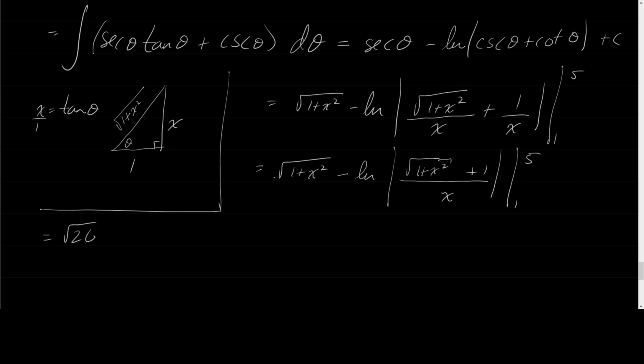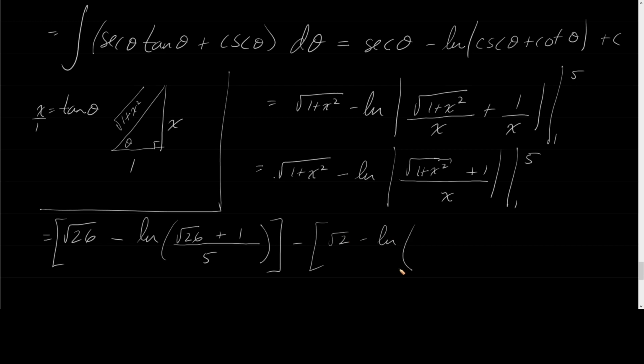So I end up with the square root of 26 minus ln of, plug in 5. Well, radical 1 plus x squared, we already know what that is. It was radical 26. So I have radical 26 plus 1 over 5, and perhaps I should have done that first one in square bracket, minus, plug in 1. 1 squared, 1. 1 plus 1, 2. So I end up with the square root of 2 minus ln of, and really here this should be an absolute value, just like this one over here, these two should have been.